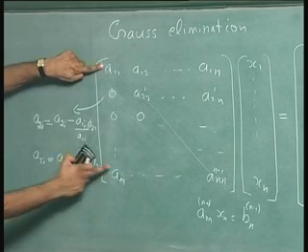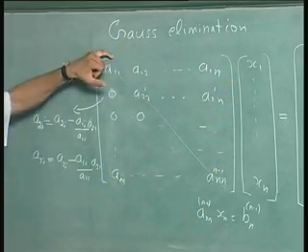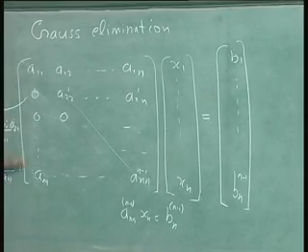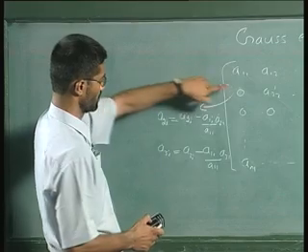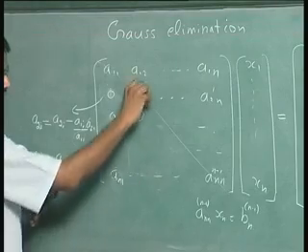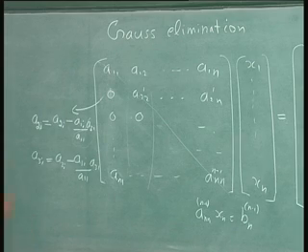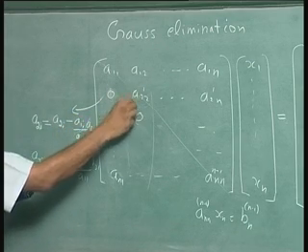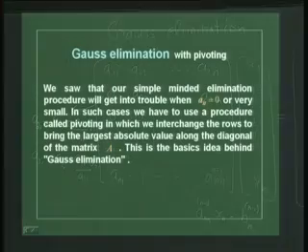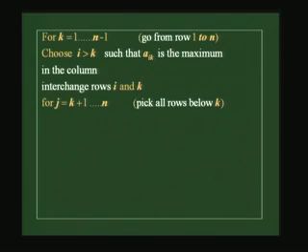Then I would interchange these two rows. I would write this equation down and this equation up. That means I will also interchange B1 and Bn. Then I will go ahead with the scheme and eliminate all of this column, and then look at the next column, again find the largest element, and interchange. That way I always make sure this is the largest number possible in that column, so I can reduce the possibility of error. That's called Gauss elimination with pivoting.